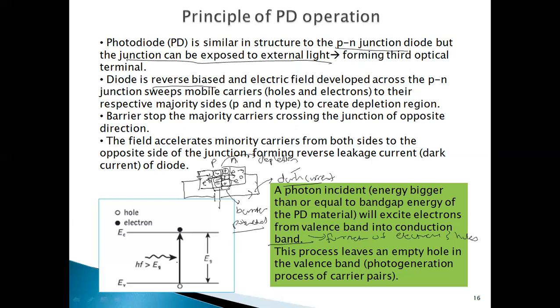So when we have the photons, the electron will move from the valence band to the conduction band, and it will leave an empty hole. So now we have a formation of electron and hole pairs. This is a result of the excitation by photons of these electron and hole pairs, and what we call the photogeneration process of the carrier pairs.